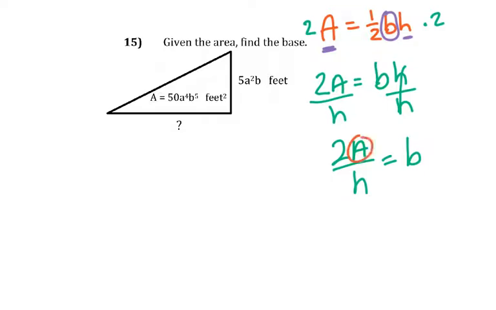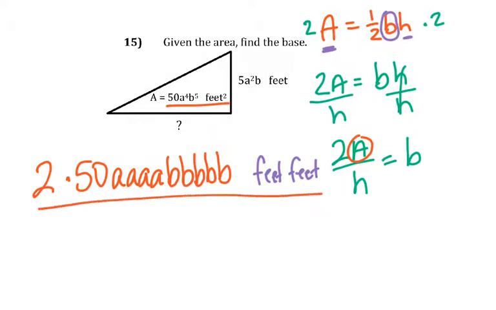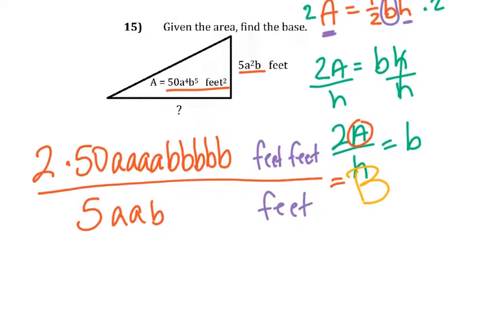So instead of the a, I'm going to write this. I'm going to have 2 times 50 a to the 4th, b to the 5th. I'm just using the same principles that we've used up above. And I'm going to write feet out like this. And then I'm going to have divided by the height, which is 5 a to the 2nd, b, and then feet again. And when I solve that, that's going to give me the base. So I just need to solve that equation.